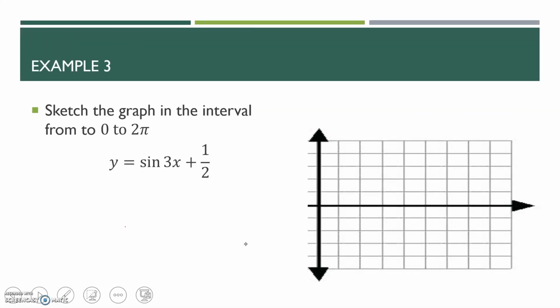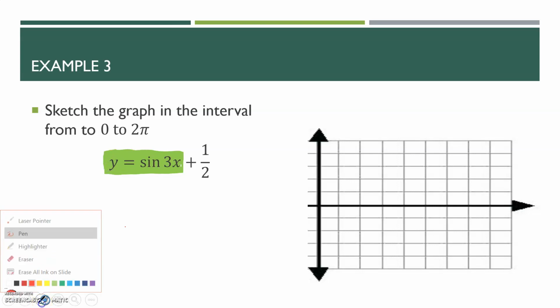So it says to sketch the interval from 0 to 2 pi. And so what I'm going to do is I'm going to say, what is my parent function? Well, it is this part right here. It's the graph without anything added or subtracted to it.